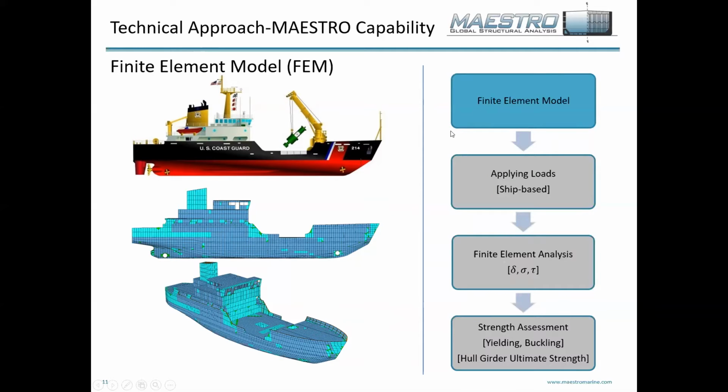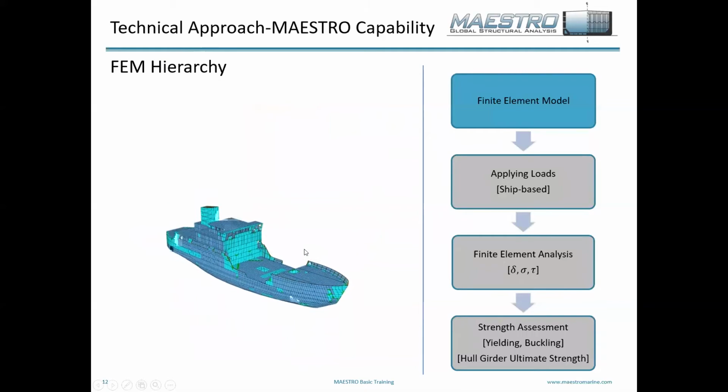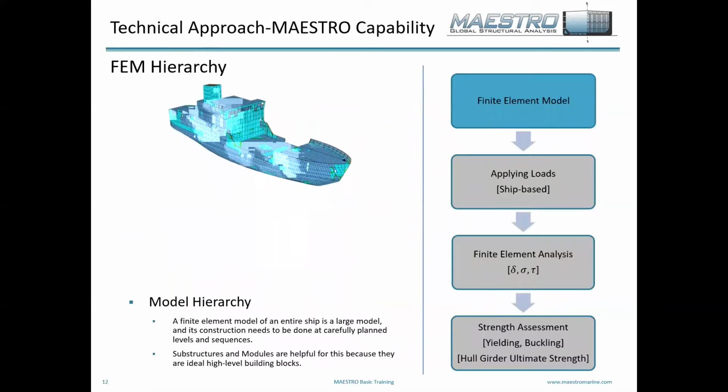So going through some of the capabilities individually, and we'll use this vessel as a little sample here for illustration purposes. When we look at the finite element model, Maestro uses a hierarchy to define the FE model because ship structures are fairly complicated. There's a lot going on in there. So we break the model down to make it a little more digestible in smaller pieces.